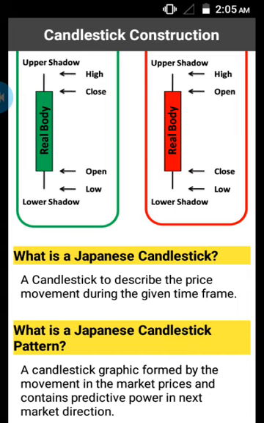In Forex trading, we have multiple time frame charts. The first one is the 1-minute time frame chart. You will have the 15-minute time frame chart, and then the 30-minute time frame chart. You will have the 1-hour time frame chart, and after 1 hour comes the 4-hour time frame chart. Then you will have the daily time frame chart, the weekly time frame chart, and then the monthly time frame chart.